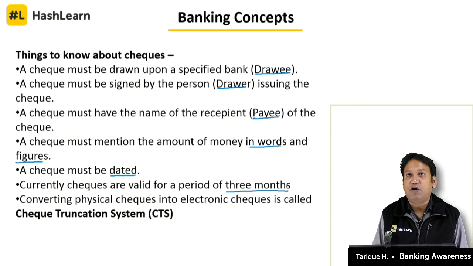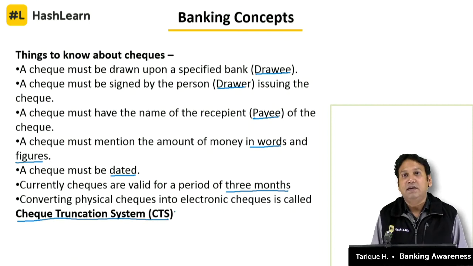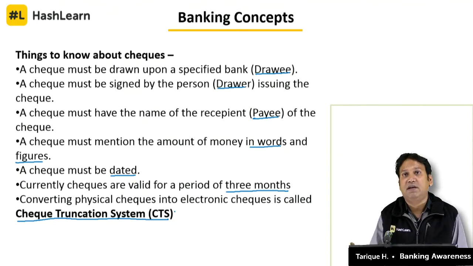Converting physical checks into electronic checks is called the check truncation system, CTS. What is CTS? It is a way of converting a physical check into an electronic check for faster clearing of the check. Clear? The check goes to the clearing houses and gets cleared faster. So, even if we have an outstation check, it can get cleared within 1 or 2 days. Earlier an outstation check would take almost 5-6 days, sometimes 7-8 days to get cleared, but today even an outstation check can get cleared in 2 days. That's possible through the CTS, the check truncation system.